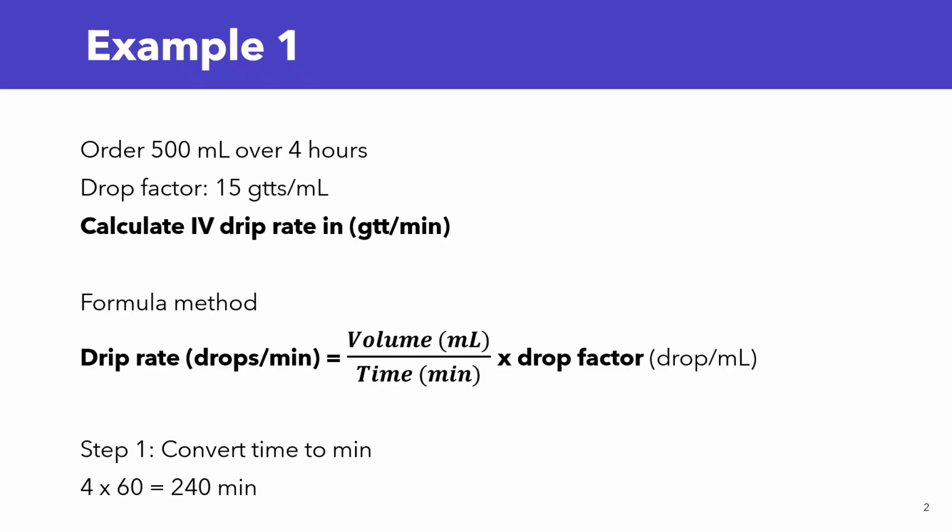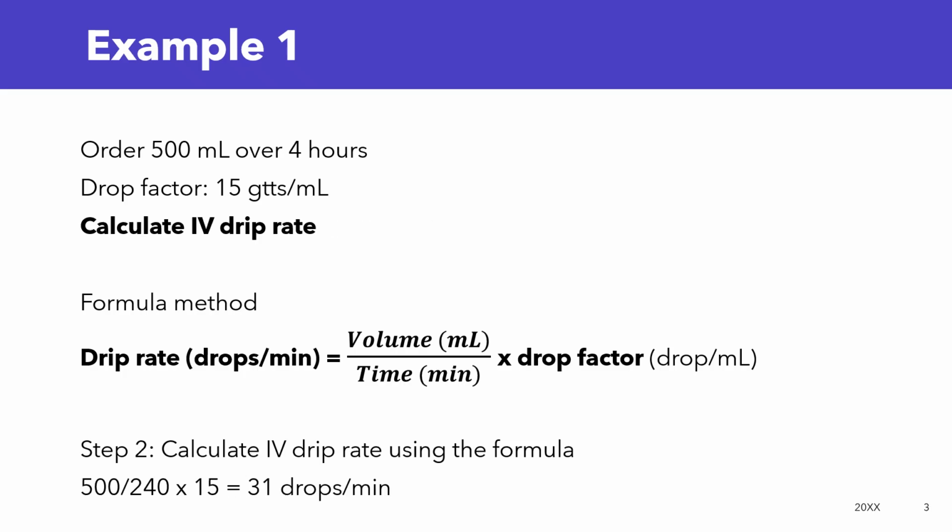So let's look at the formula. We have the volume and it's already in ml, so no conversion needed. 500 ml. The drop factor is already given in drops per ml. It's 15, so that's good. Now let's look at the time. The time needs to be in minutes, but the time is given to us in hours. So the first thing we need to do is convert the time to minutes. To convert 4 hours to minutes, it's 4 times 60, so that's 240 minutes. That's because there are 60 minutes in 1 hour.